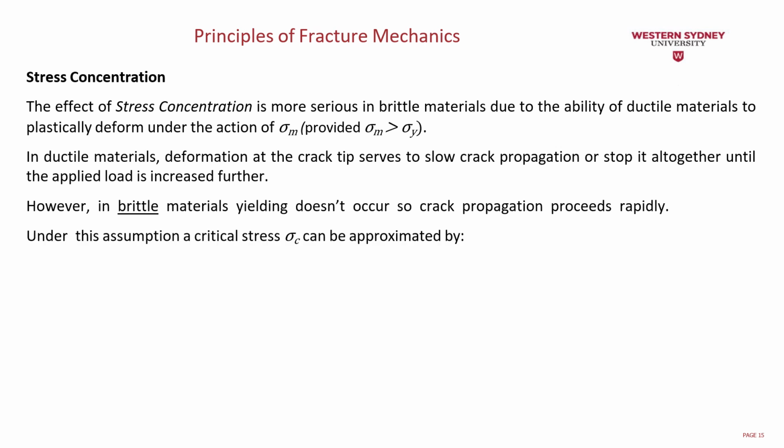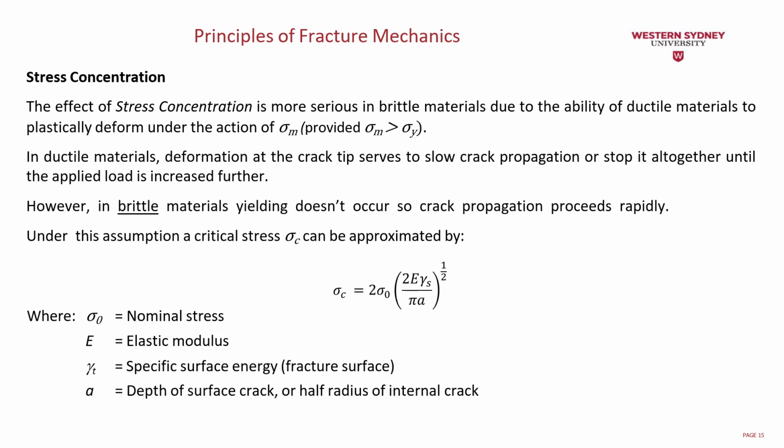Under this assumption, a critical stress, or sigma c, can be approximated by the equation: sigma c is equal to 2 multiplied by the nominal stress multiplied by the ratio of 2 multiplied by the elastic modulus multiplied by the specific surface energy, divided by pi multiplied by the depth of the surface crack, all taken to the power of half.